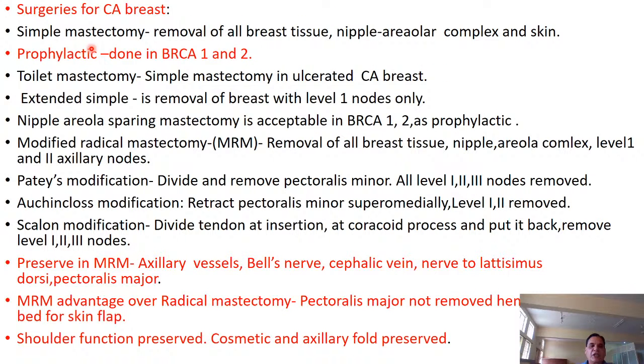Surgeries for simple breast we have considered. What are we doing in the modification? Axillary vessels and Bell's nerve are also removed. MRM has the advantage that pectoralis major is not removed, hence good blood supply. So shoulder function is preserved, which is the advantage of MRM over the radical mastectomy.